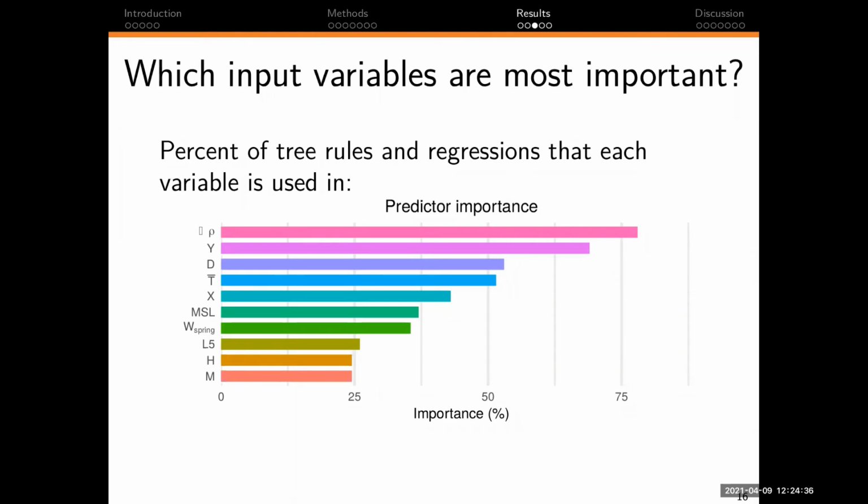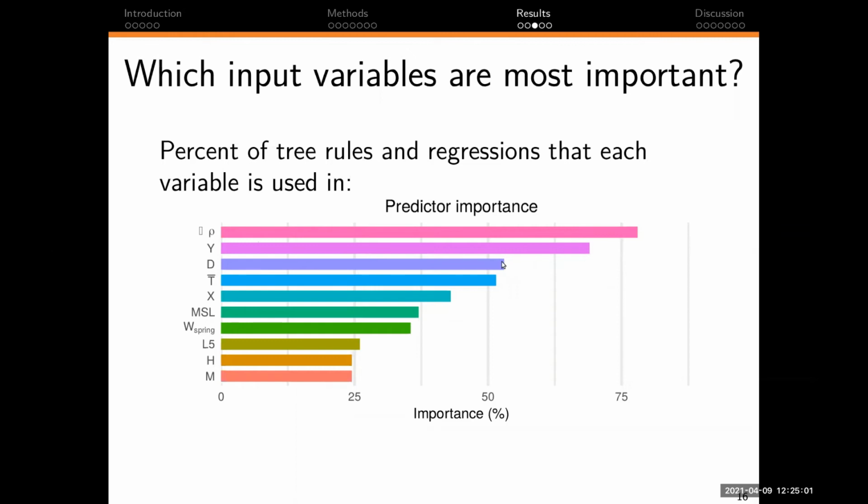So you can look at how many times a variable was used to either split the data or fit those regressions. And that gives you some measure of how important the variable is. So overall, we see that the density stratification is the most important variable. That little square there should be a delta. So density stratification is used over 75% of the time, either to split the data or to fit a regression model. Next up, we have the latitude and the depth.